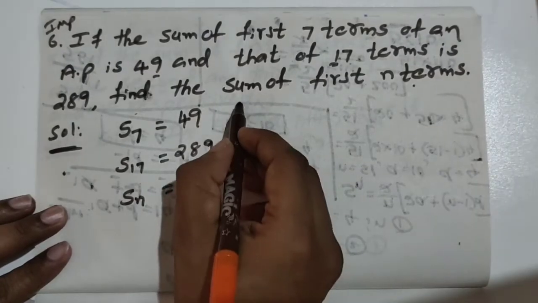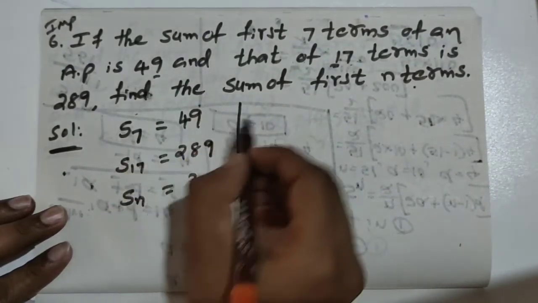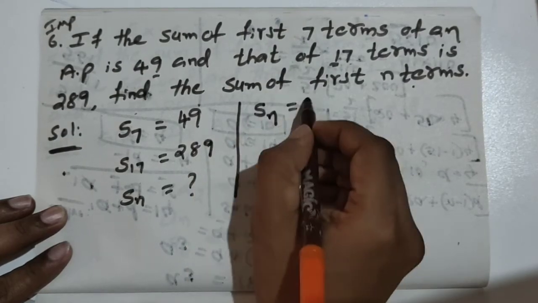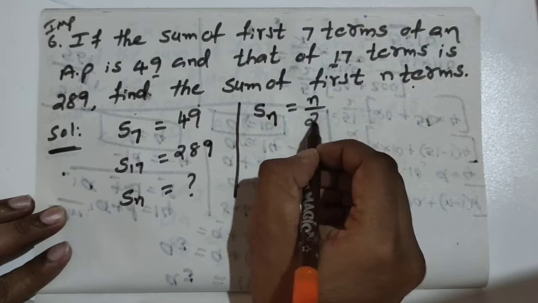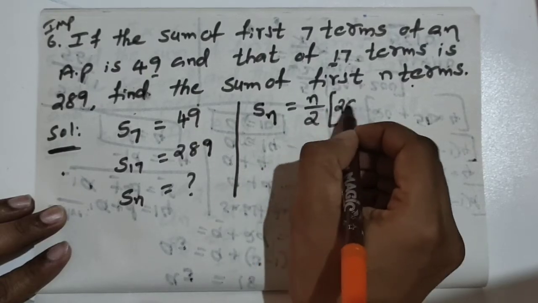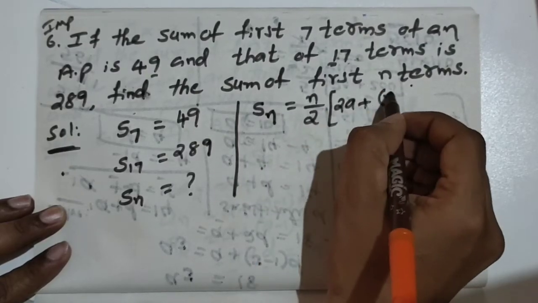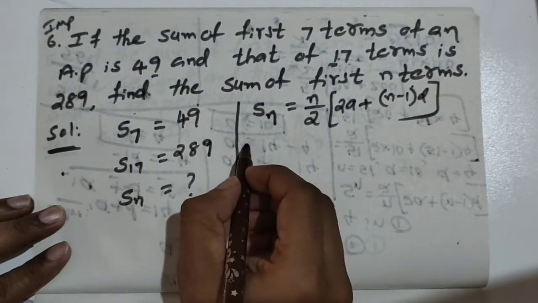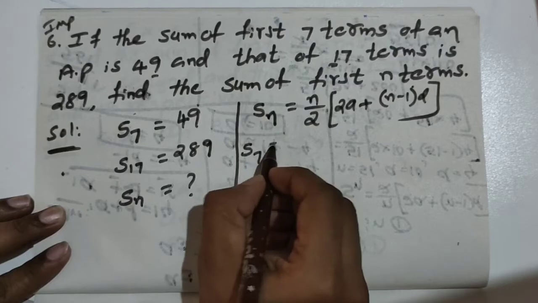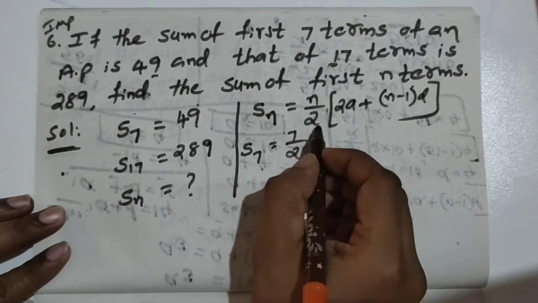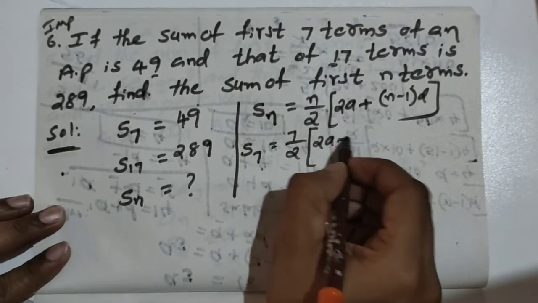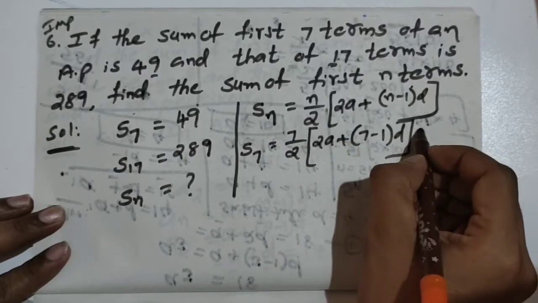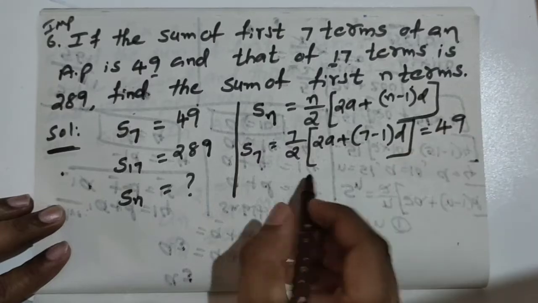So here again, to write the equations of S7 and S17, we have the Sn formula. So what is the formula again? Sn is equal to n by 2 into 2a plus n minus 1 into d. So first S7 we need here. S7 is equal to 7 by 2 into 2a plus 7 minus 1 into d is equal to simply 49.